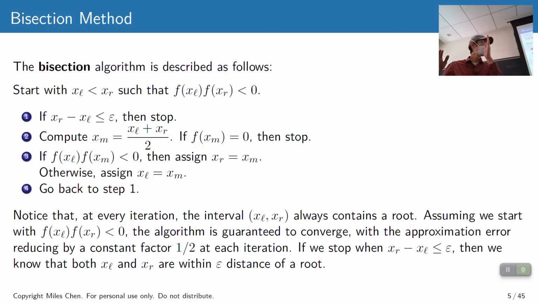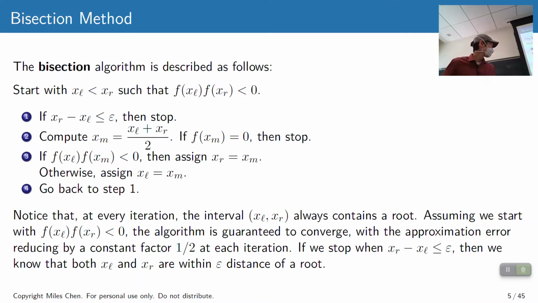Because then the midpoint and the right-hand side will have opposite signs, because we know the left and the right have opposite signs. So we'll keep the midpoint to the right-hand side, and we will assign the midpoint to be our new left-hand boundary. And then we just repeat. So we just keep iteratively halving our interval until the difference is small enough.